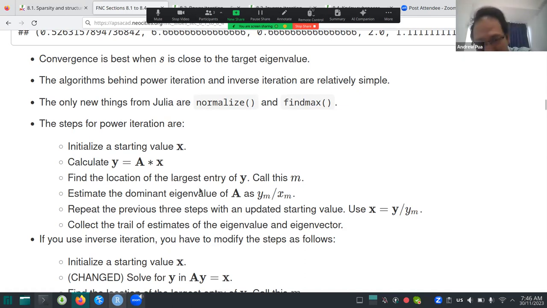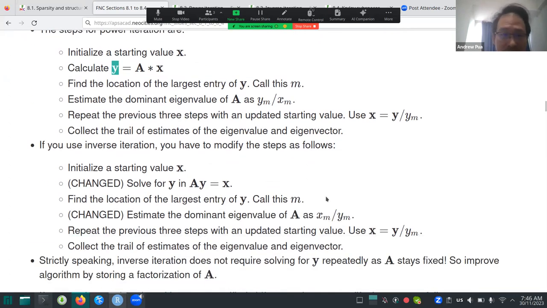So once you estimate the dominant eigenvalue, you create a new eigenvector estimate, which is the y that you got from the second step divided by y sub m, and then you collect the trail. Essentially, those are the steps for power iteration, and the algorithm in the text is roughly like this. If you do inverse iteration, the only thing that changes is that you're doing power iteration for A inverse, so A here becomes A inverse, but you don't want to invert a matrix. So you put it on the other side, and that's why you see AY equals X here. And because you're doing inverse iteration, the dominant eigenvalue is estimated not as y divided by x, but rather x divided by y.